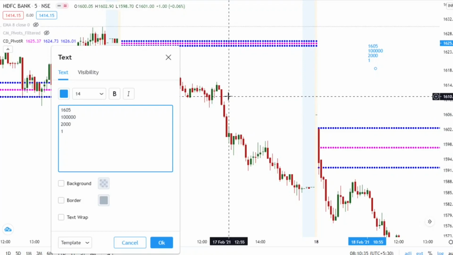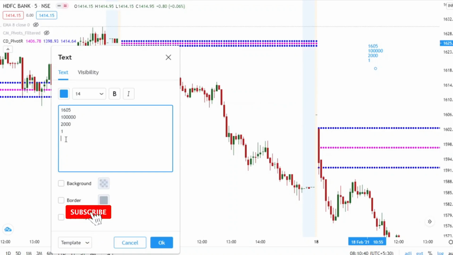1611 is your stop loss. If the market comes to 1611, you will exit that trade. So 1605 is your entry and 1611 is your stop loss.